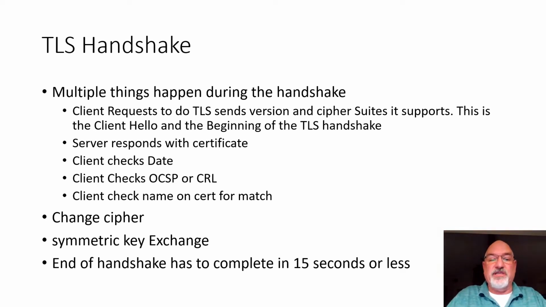The client checks for OCSP or CRL, which is a certificate revocation list. So it checks to make sure that certificate hasn't been revoked. And then the client checks the name on the cert for a match. Then it goes through a change cipher suite because it wants to go to the symmetric key exchange. That way it's using a symmetric key, which is not as CPU intensive. So it goes through and does all that.